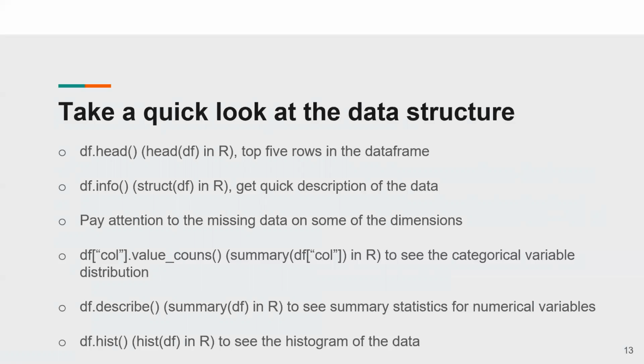So what is a categorical variable? That would be something qualitative instead of a numeric variable. And you could use df.describe to see the summary statistics for the numerical variables, which is equivalent to what we saw just now for the value_counts for categorical variables. df.hist to see the histogram of the data. This is just to give you a sense of what the key commands are that you might be using to look at the data structure.